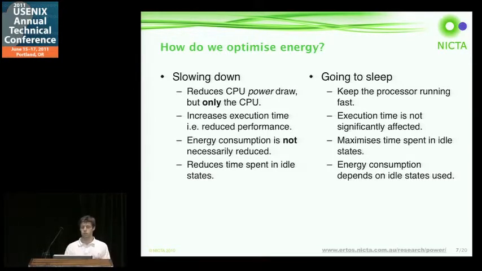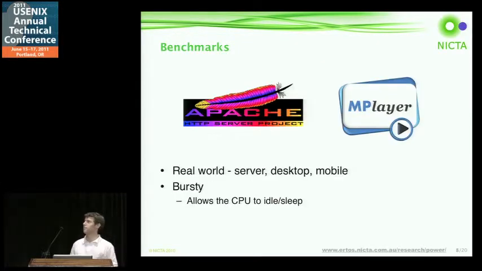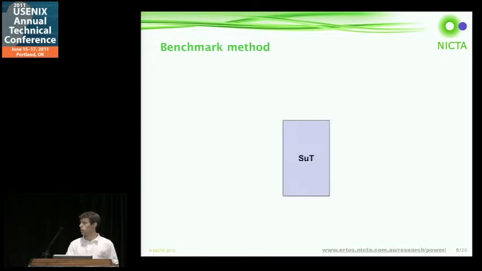So how do we test this? Run a few benchmarks, or a couple. Apache, just a simple HTTP workload, and the other one's just decoding an MPEG stream and playing it back. They're common examples of real-world workloads that you'll often see on servers, desktops, and mobiles. And they're bursty, which means that the CPU can actually sleep. It's not like spec CPU where the CPU just goes 100% the whole time and then there's no opportunity to sleep. So what does the setup look like?